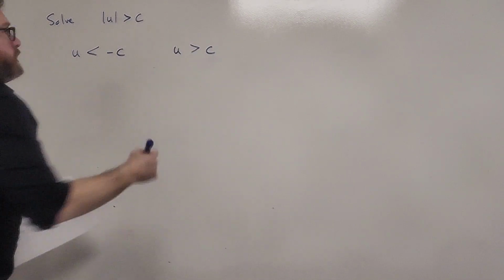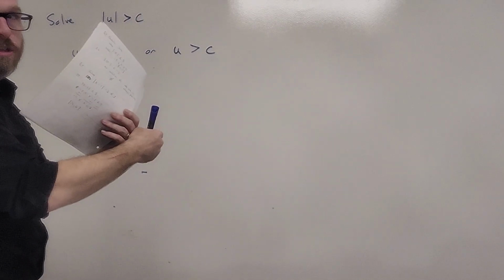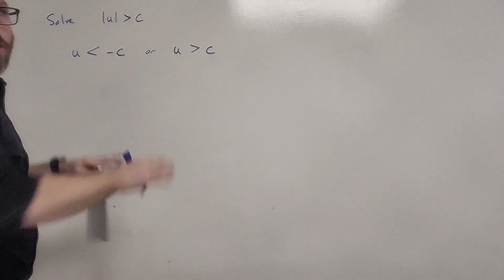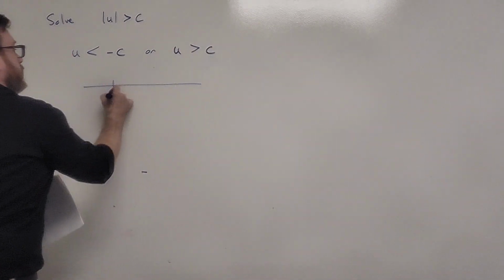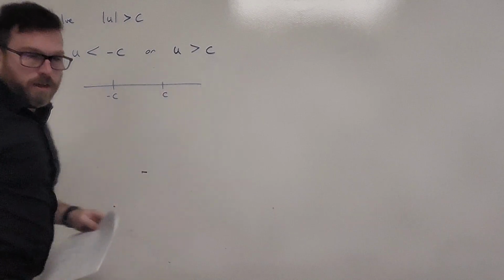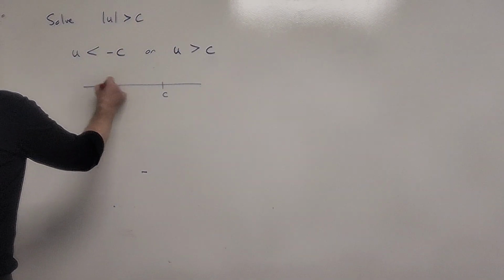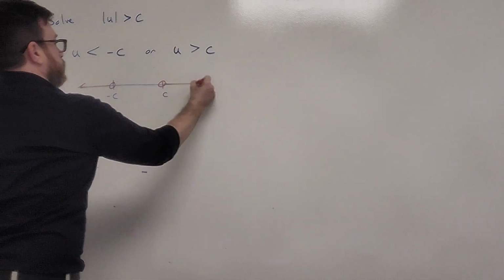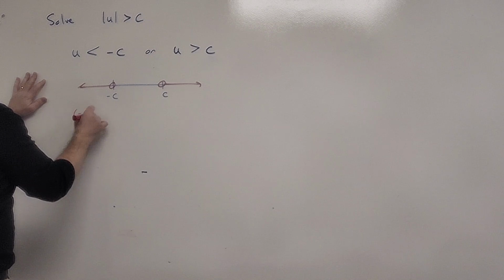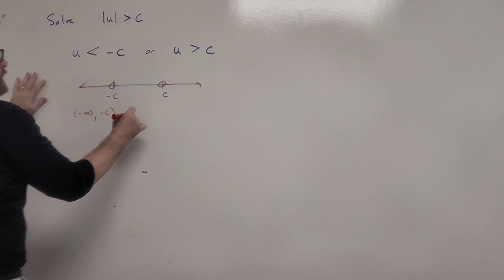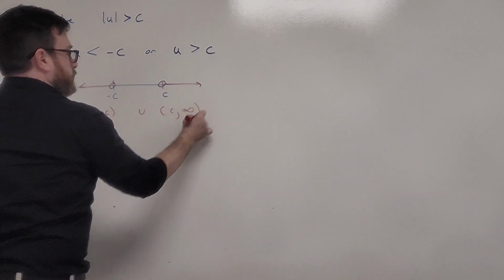Now this is an or statement as opposed to an and statement. So less thans are and, so we're talking about intersections. Greater thans are or, so we're talking about unions. Because what we're going to get is negative c and positive c. We're going to get solution points that live on the outer edges. So here to infinity, here to infinity. So what we could say is this is the same thing as minus infinity to negative c, union c to infinity.